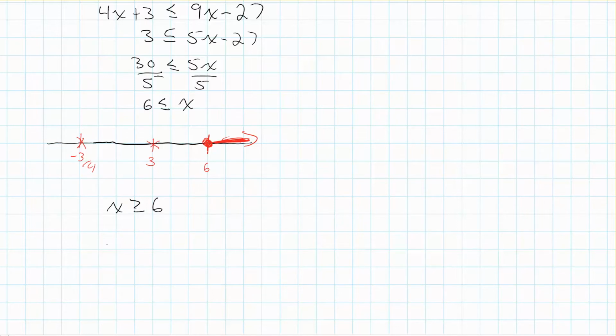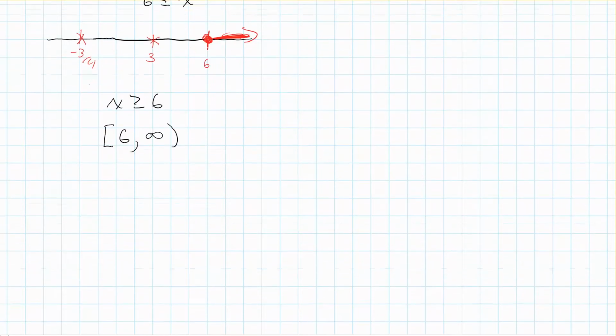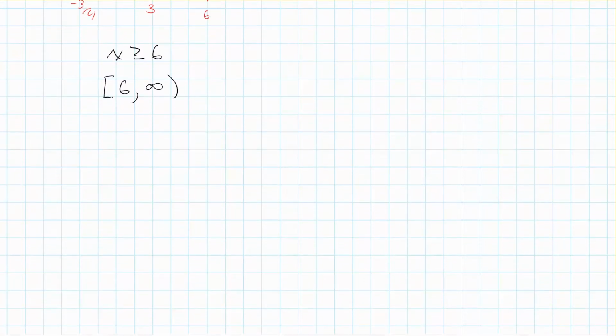And then again, if I wanted to write this as an interval, this would be 6 to infinity. Oh, except I made one mistake. It's not a parenthesis, it's a square bracket because we include 6. I'd like to look at one more example here, and then that will wrap up our videos on inequalities.